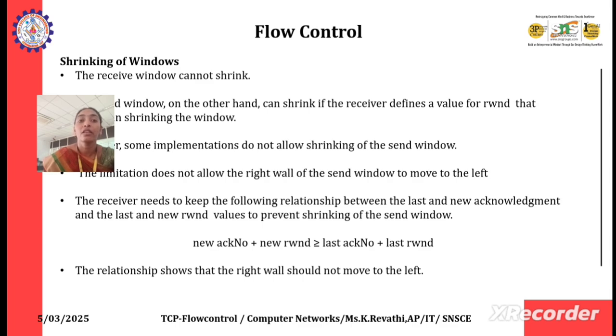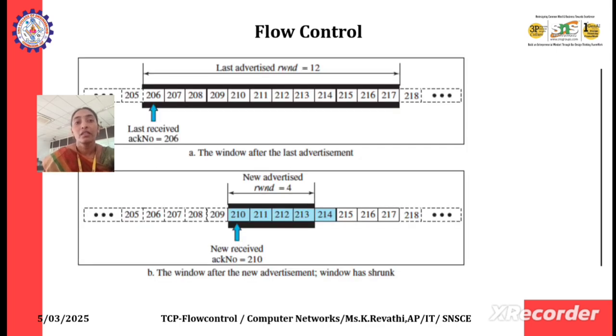Here the new acknowledgement number plus new rwnd number is greater than or equal to the last acknowledgement number plus last rwnd number. The relationship shows that the right wall should not move to the left. This is explained for shrinking of windows. The window after the new advertisement window can shrink.